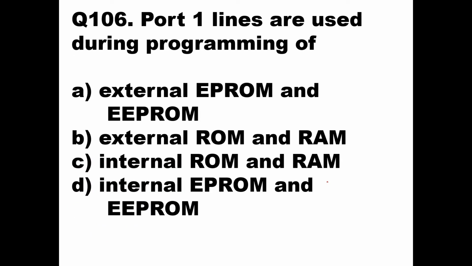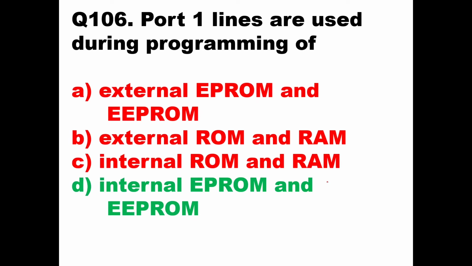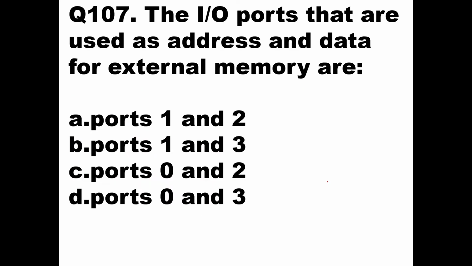Then we'll go to the next question. Question number 106. Port 1 lines are used during programming of, okay. Port 1 lines are used during programming of internal ROM, and that also internal EPROM and EEPROM, that is electrically programmable read-only memory and electrically erasable programmable read-only memory. So option B will be the right answer over here. Port 1 lines are used during programming of internal EPROM and EEPROM.